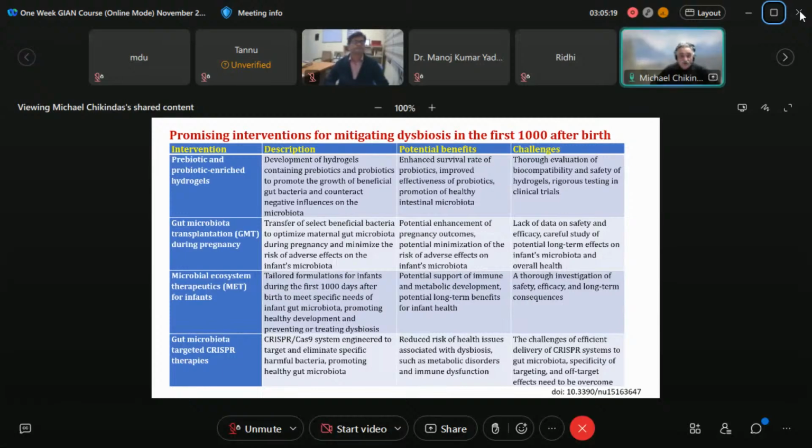A variety of formulations were developed, and the benefits were shown, such as, in the case of the combination symbiotic use of prebiotic and probiotic, enhanced survival rate of probiotics and improved effectiveness. But of course there are some challenges: evaluation of biocompatibility and safety of hydrogels, which in my opinion are pretty safe, especially when it comes not to internal delivery, but topical delivery for sure. And hydrogel formulations are used in, for instance, vaginal topical applications.